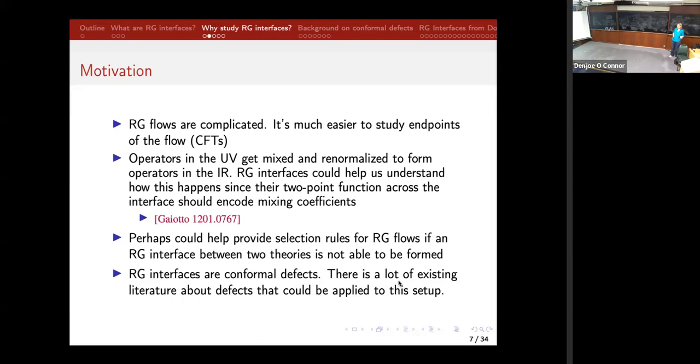I also wanted to say, since RG interfaces are conformal defects, there's a lot of existing literature related to analyzing defects, and it can be applied to this. Any questions at this point?